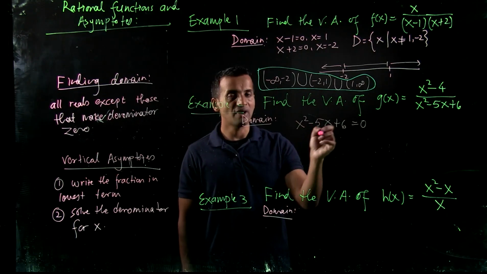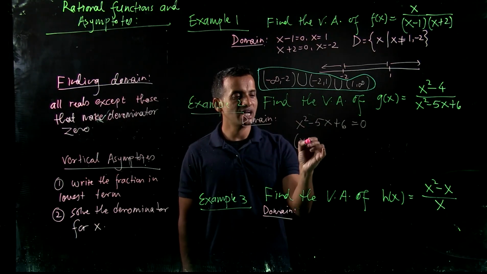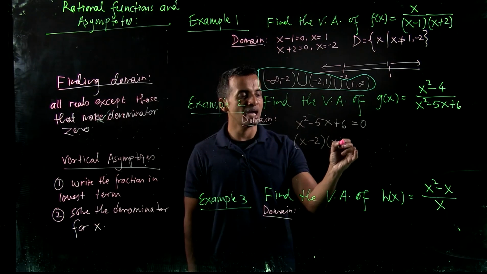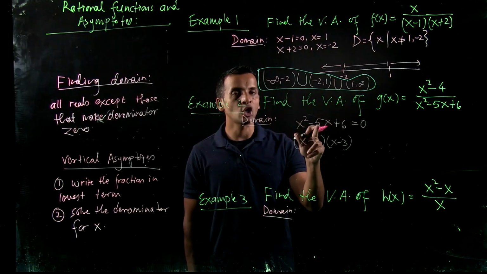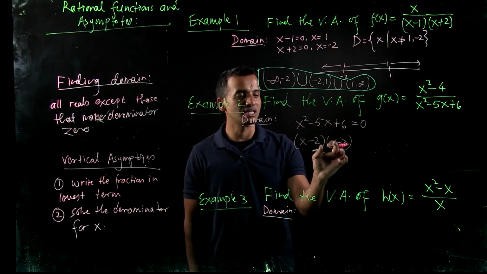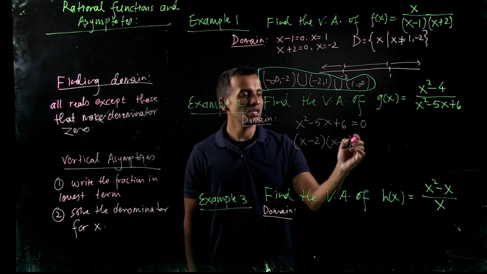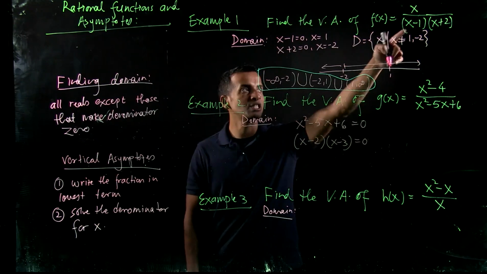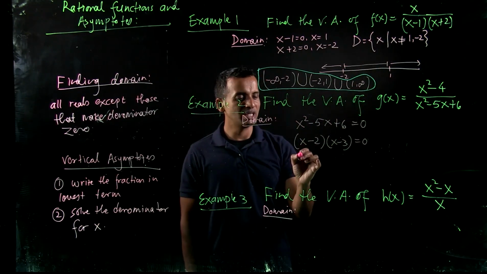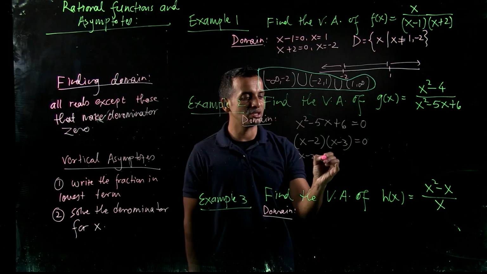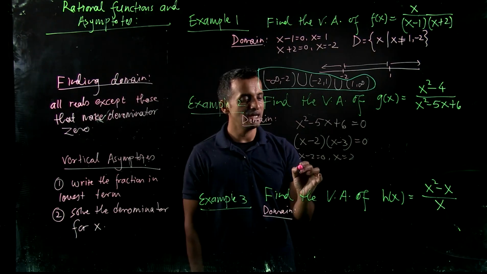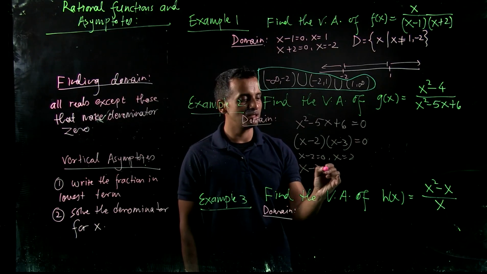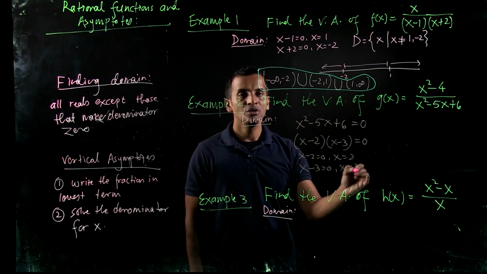But this is easy to factor, so it will be x minus 2 and then x minus 3. How did we find that? We want two numbers whose sum is negative 5 and product is 6. That will be negative 2 and negative 3. You set that equal to 0. Now it is similar to that problem. So you set x minus 2 equals 0. What do you get? x equals 2. You add 2 on both sides. Also do x minus 3 equals 0. You'll get x equals 3.